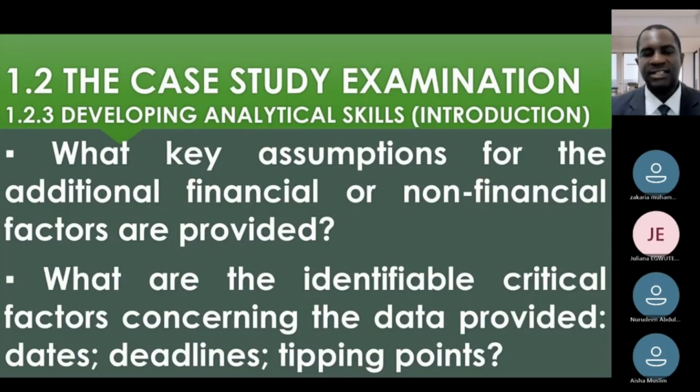So where you have dates and deadlines, maybe compliance issues where you're supposed to remit a particular statutory obligation and you've not done that. So key issues like that. Tipping points mean, what are those points where it will help the company leverage the decision to be able to avert catastrophe?